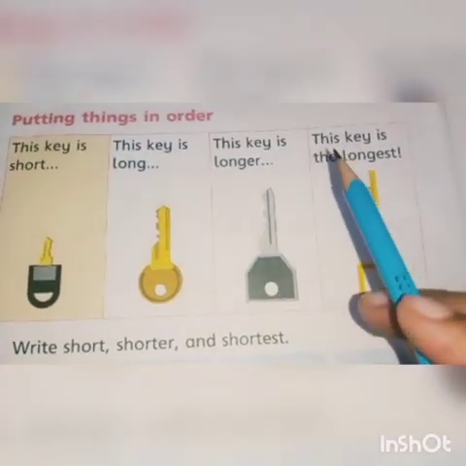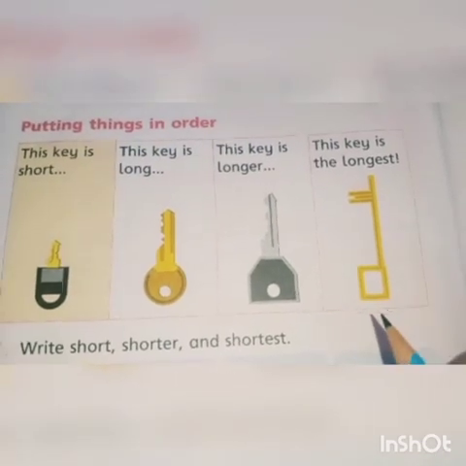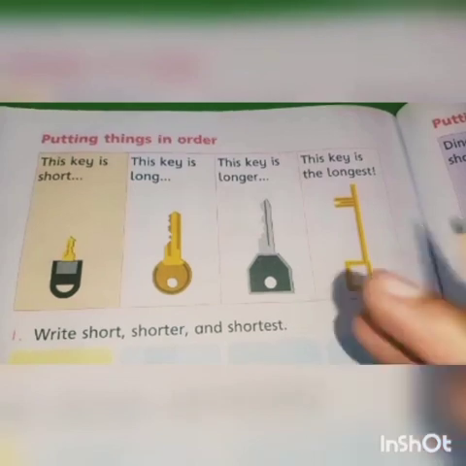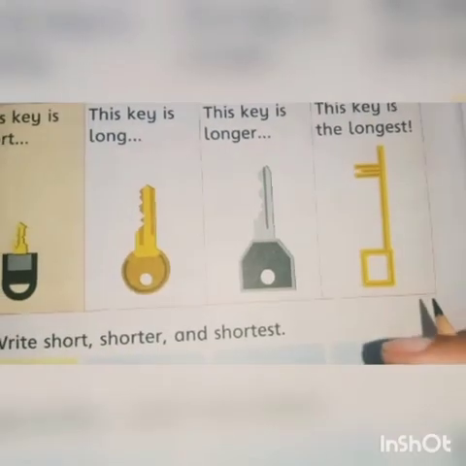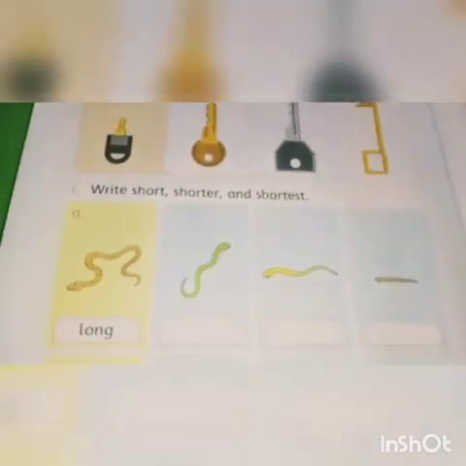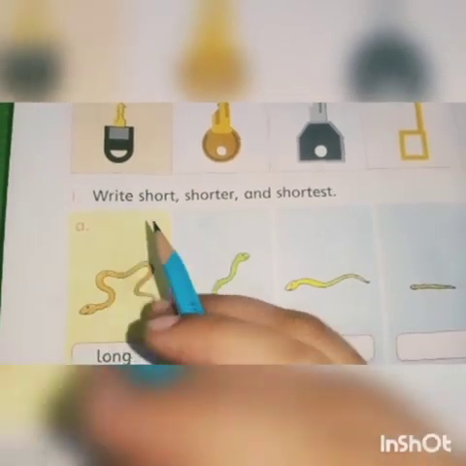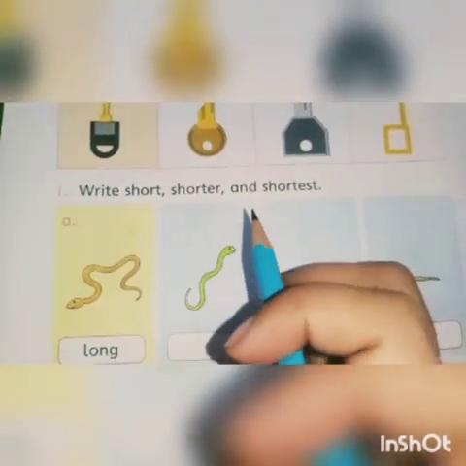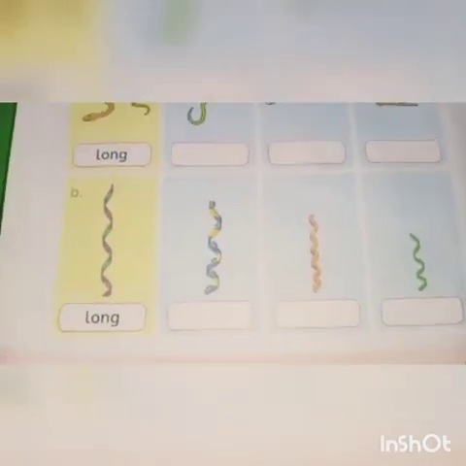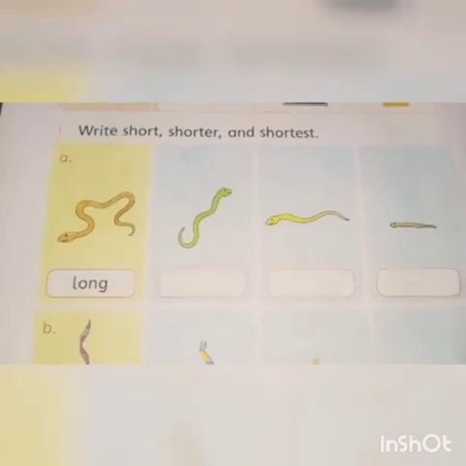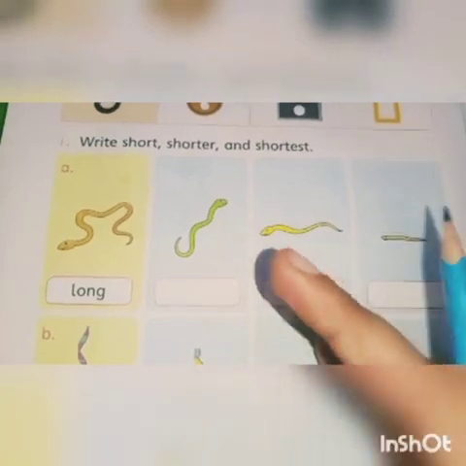Go for the next one. This key is the longest. Students, when we compare this key with all these, we can see that this one key is longer than all these. So we are going to call it longest. Go for the next one. Here we have question number 1, and the statement is write short, shorter and shortest. Students, here we have some objects. We are going to differentiate which one is long, which one is short, shorter or shortest.